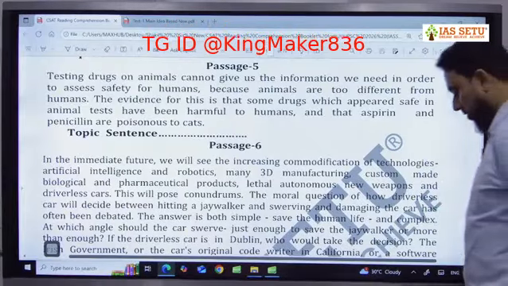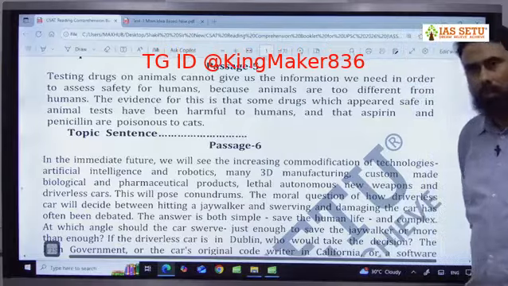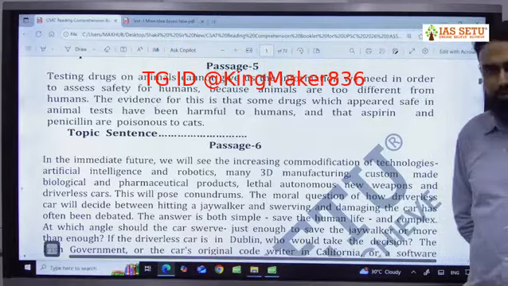The last passage, Passage 6, is a CSAT passage asked in the 2021 paper, and it's a challenging one.